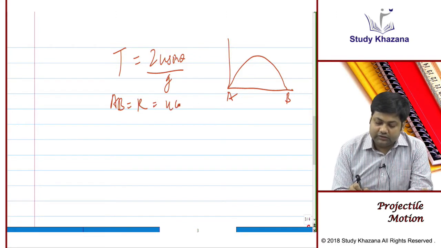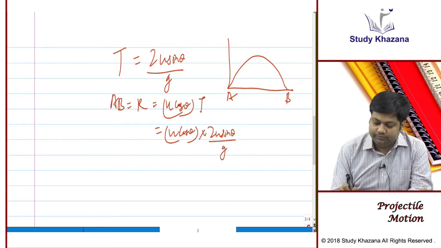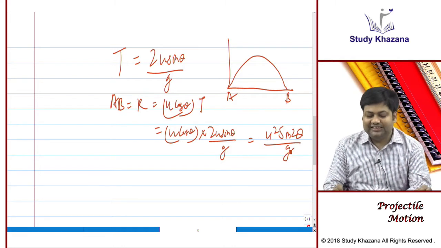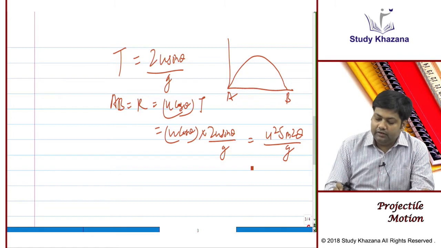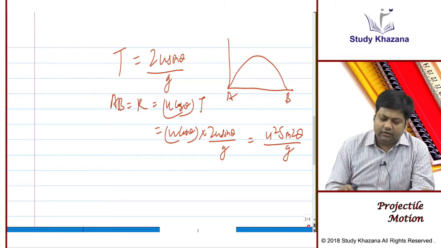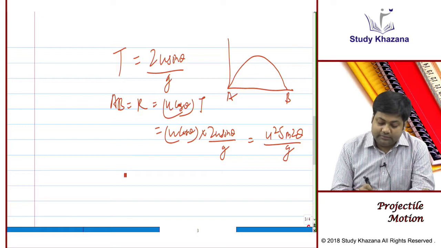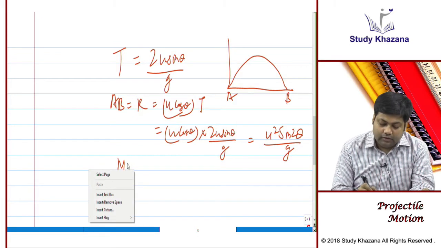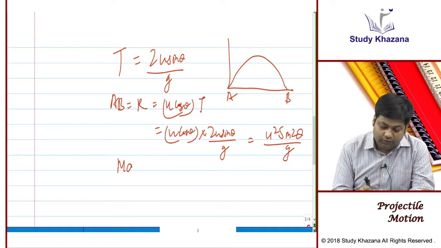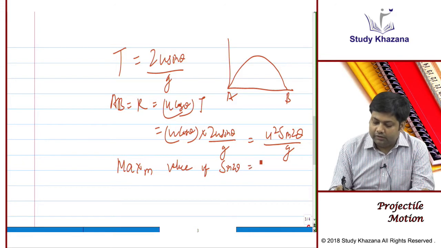So we get it u cos theta into t, that is time of flight. So virtually it is u cos theta into 2u sin theta by g. It becomes u squared sin 2 theta by g. So this is the value of the range that we get, and of course we'll come to the mathematical points, but the very basic point is that the maximum value of sin 2 theta is actually 1. So R max, the maximum range, could be u squared by g, but that's one point.